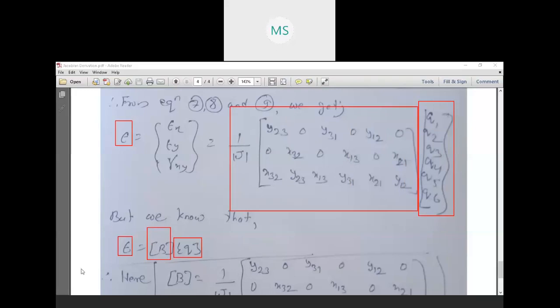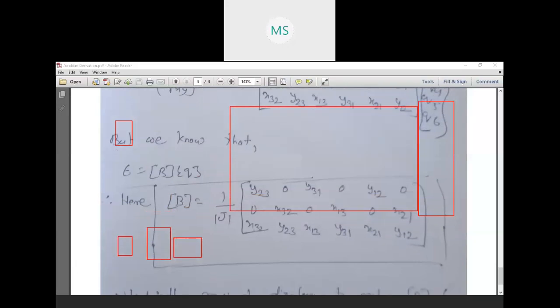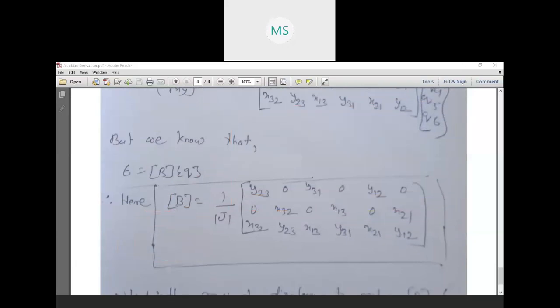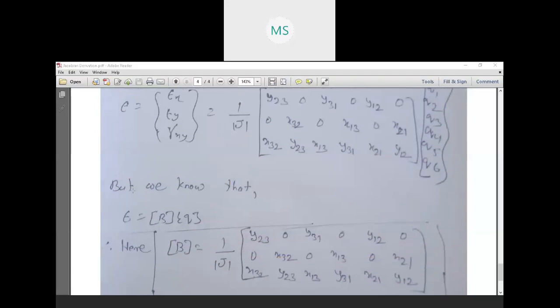Understood? And hence we can say the strain displacement matrix is nothing but this one. The expression for the strain displacement matrix is 1 by j, y23 0, y31 0, y12 0, and so on. So this is my strain displacement matrix. Once the strain displacement matrix is multiplied by the displacement at each node, we are going to get the strain for the entire system.